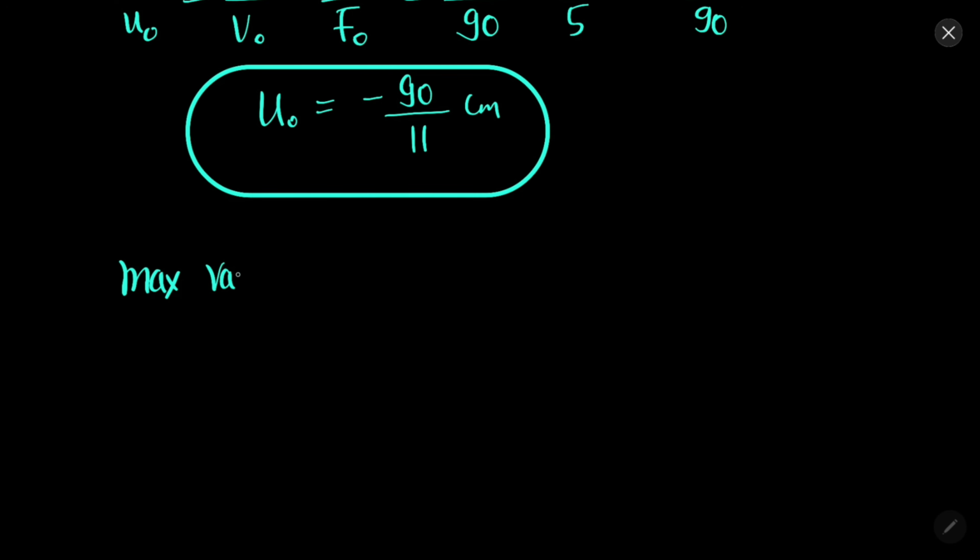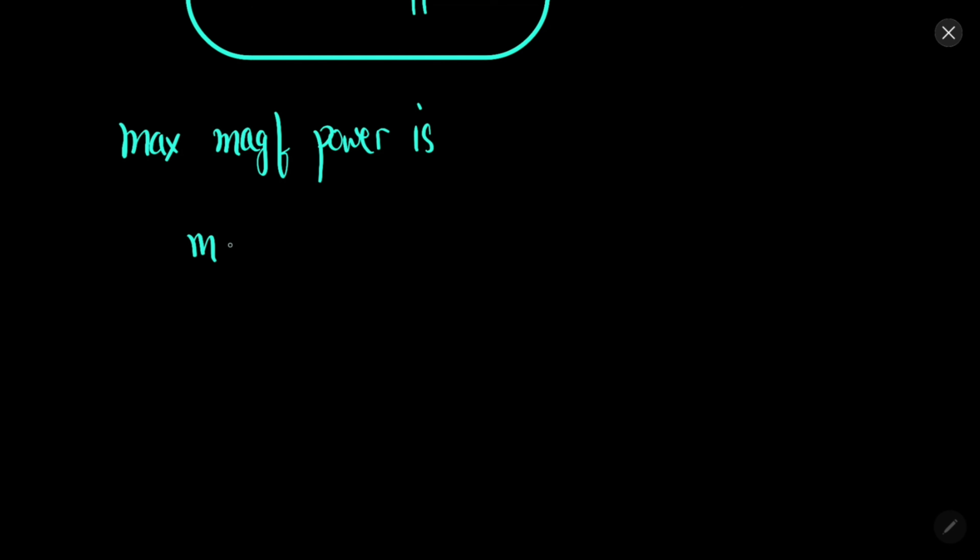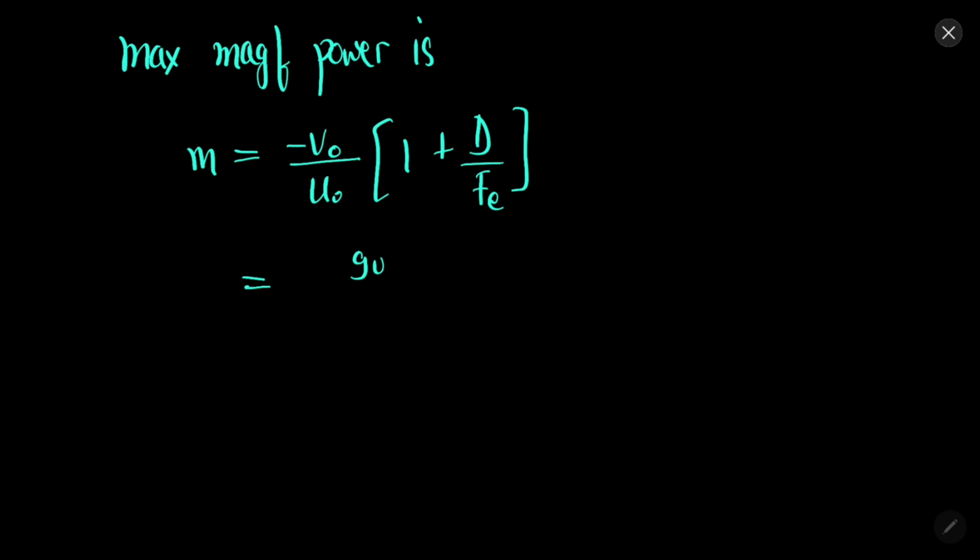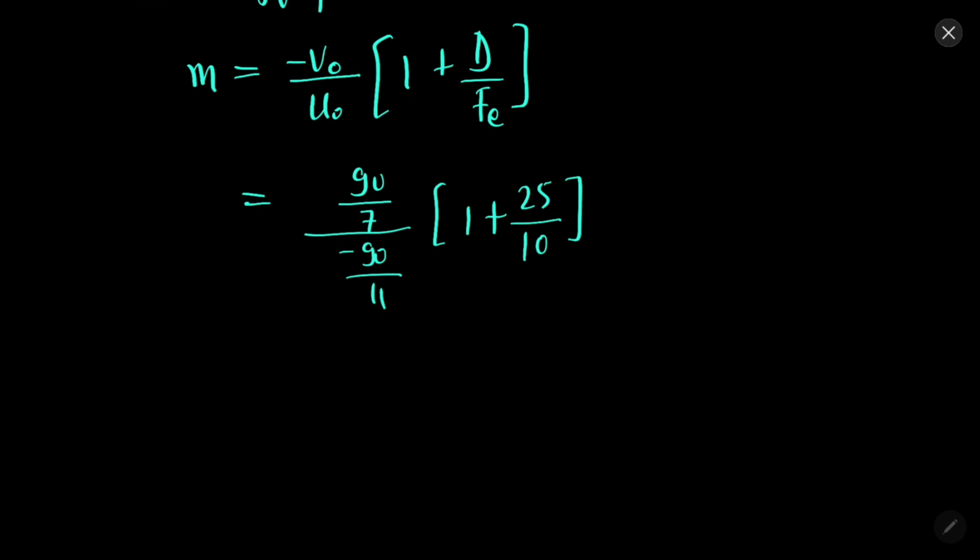Now maximum magnifying power is M equal to minus VO over UO, 1 plus D over F. This is the formula we are using for quite a lot of questions now. 90 over 7, 90 over 11, 1 plus 25 over 10. After solving this, you will get that magnification will be 5.5 times.